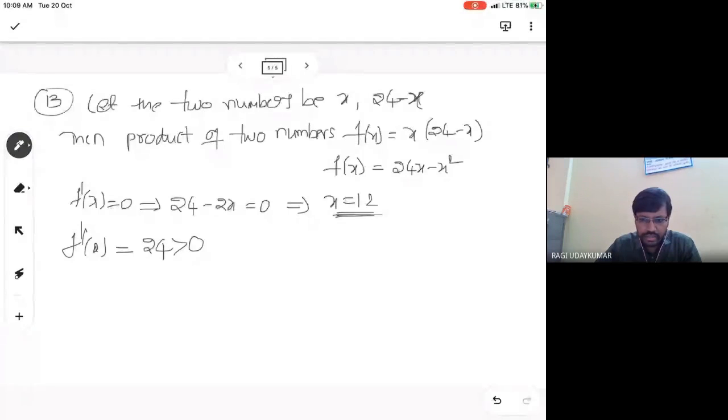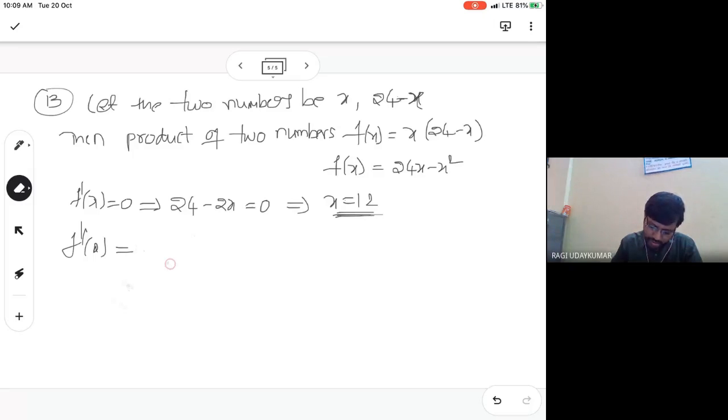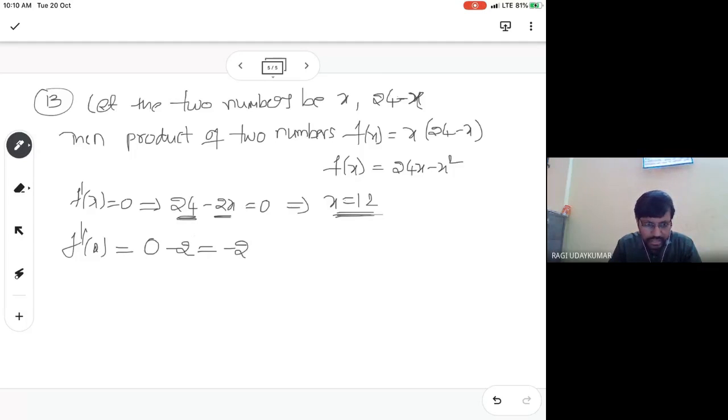Isn't it? वो सही है ना? F double dash of x, what do you get? 24 आएगा. You are not observing. 0 minus 2, because ये इसको डेरिवेटिव करो 0 आएगा, इसका डेरिवेटिव करो 2 आएगा, 0 minus 2. So 0 minus 2 is nothing but minus 2. Minus 2 is less than 0.